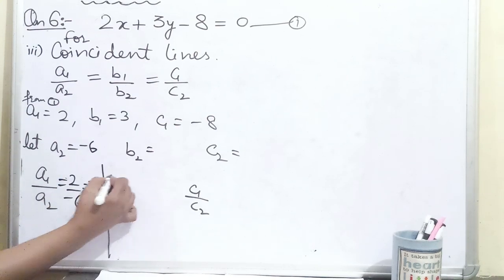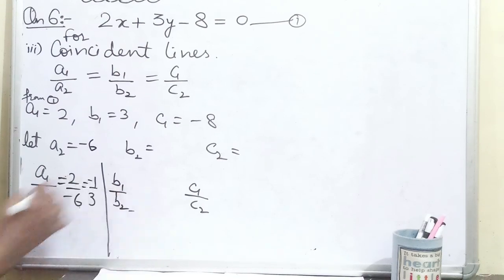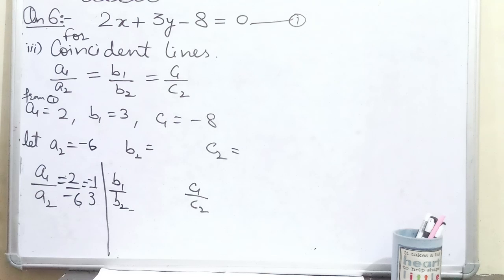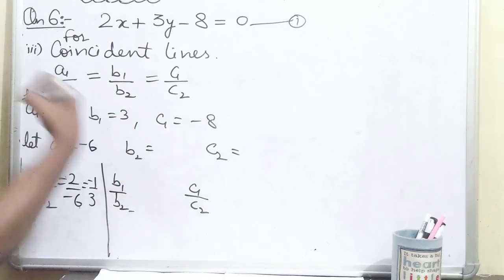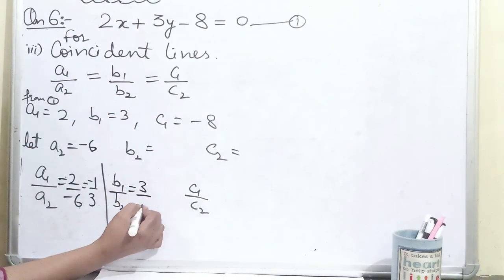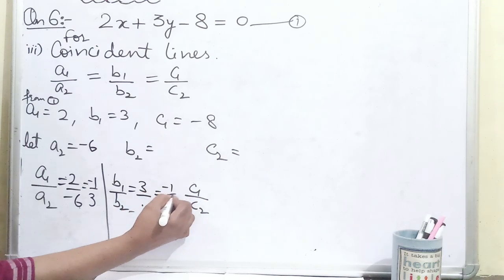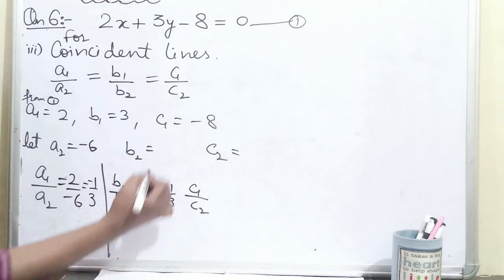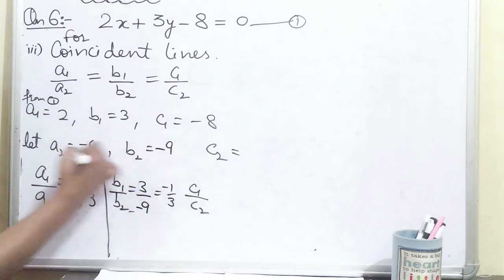Now we want B1 by B2 also equal to -1 by 3. So what can I take here? -1 gives a ratio of -3, so not -1. The ratio should be 3 by something so that it is 1 by 3. 3 3s are 9, so we can take -9. So B2 should be -9.